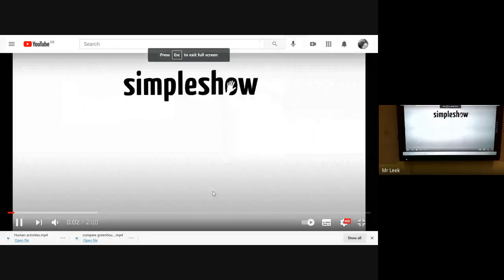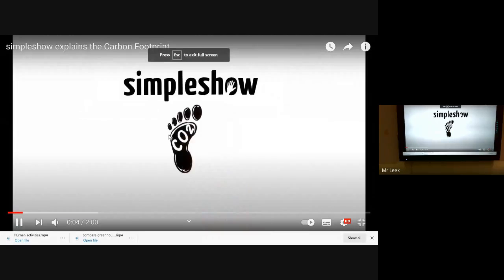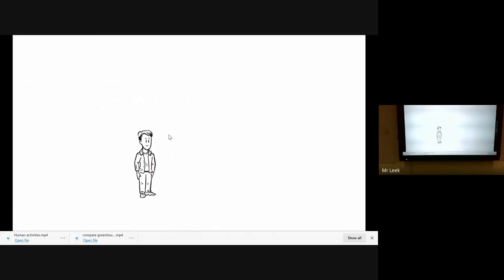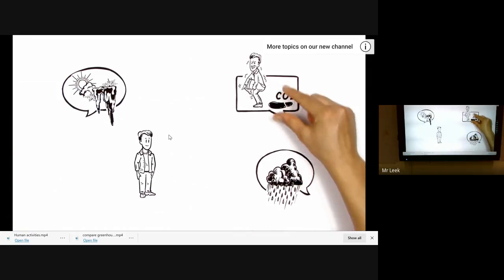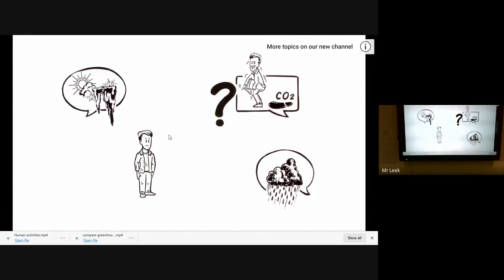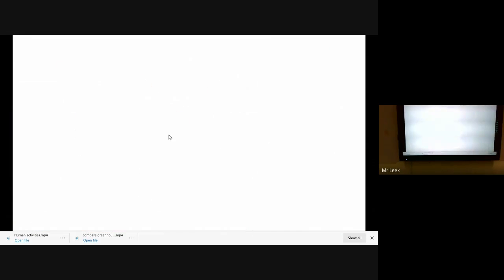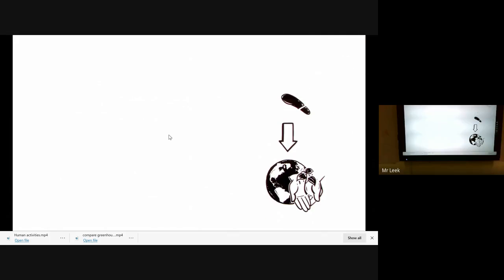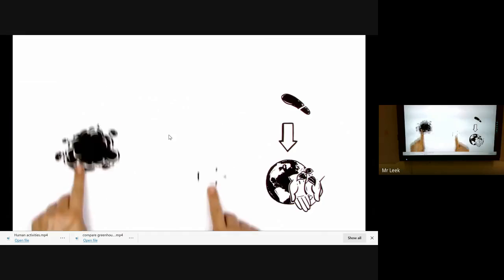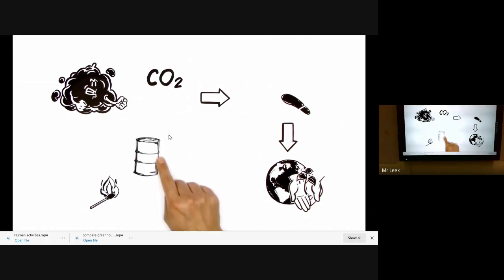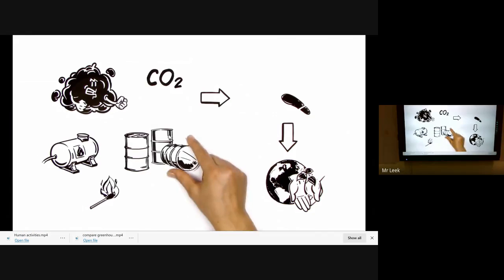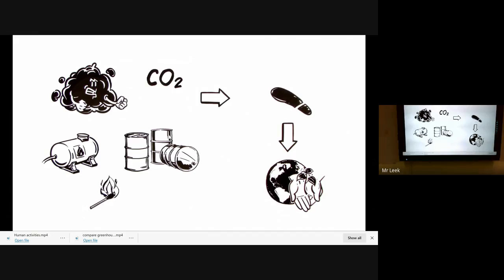The Simple Show explains the carbon footprint. This is you. You've probably been hearing a lot about climate change and how you should reduce your carbon footprint. But what is that exactly? Just like an actual footprint, it's a mark you leave upon the environment. No, not with your shoes, but with every action that releases carbons. Those are the harmful gases, such as CO2, which are pumped out by burning fossil fuels like oil and gas. The more fuel you use, the bigger your footprint will be.